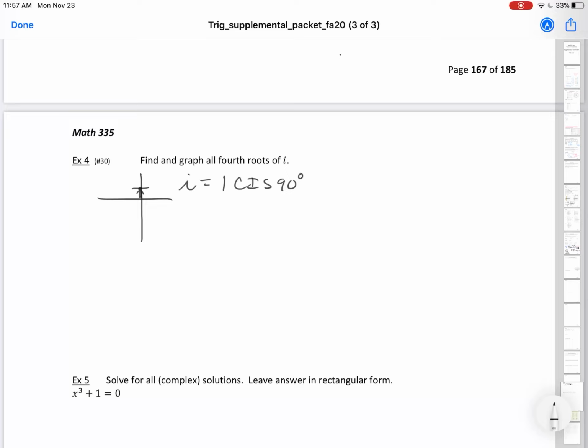If we want to find the fourth roots of i, I'll call the roots themselves, they are going to be the fourth root of 1, cis, times some angles, right? Now, what are those angles? Those angles are 90 degrees divided by 4 plus 360 degrees divided by 4 times k, where k starts at 0, then goes to 1, then goes to 2, then goes to 3, always 1 less. And that makes sense that we would get 4 roots out of that. So let's go find out all of our angles.